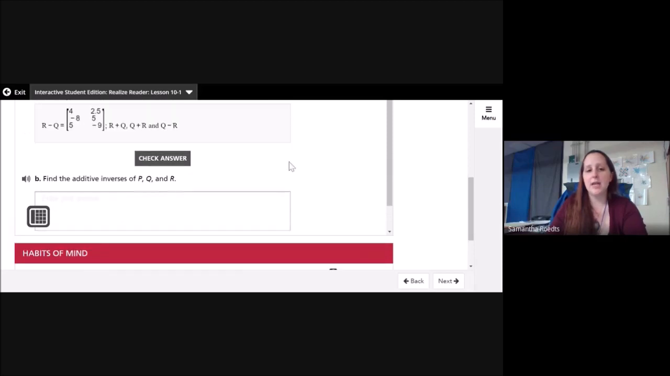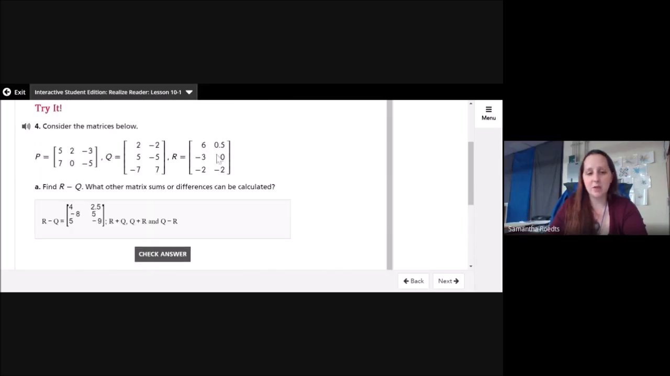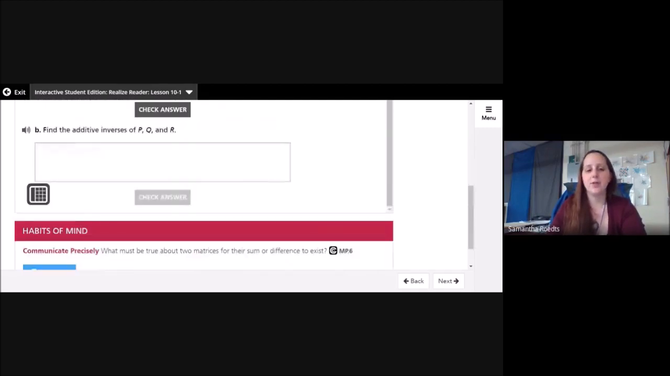So again, I'm just going to take these matrices, I'm going to multiply them by -1. So I multiply this by -1, 2 by -1, and so on and so forth. So I will get P equals -5, -2, 3, 7, 0.